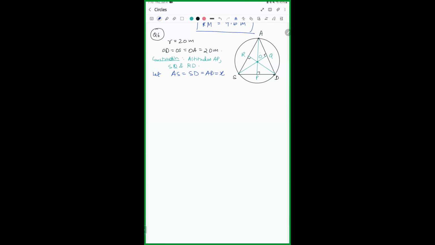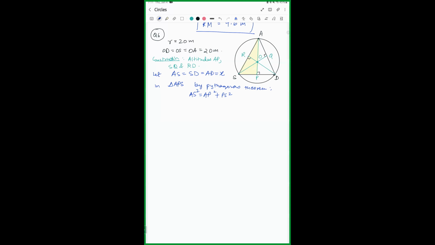Next. Since these altitudes are medians, SP is equal to PD. I hope I don't need to write it over here because this point is clear. Now, in right angle triangle APS, by Pythagoras theorem, what do we have? In triangle APS, we have AS squared is equal to AP squared plus PS squared, because this is a 90 degree, so it's a right angle triangle.